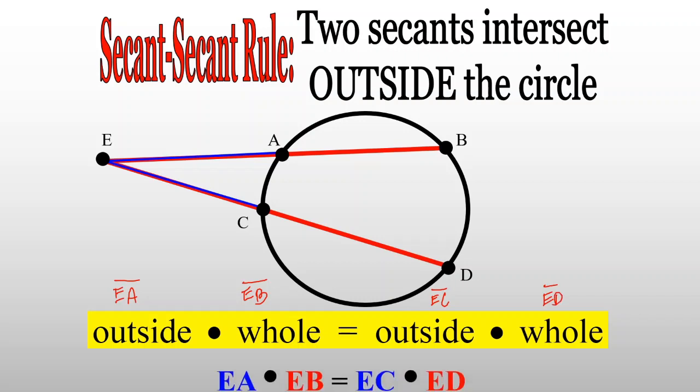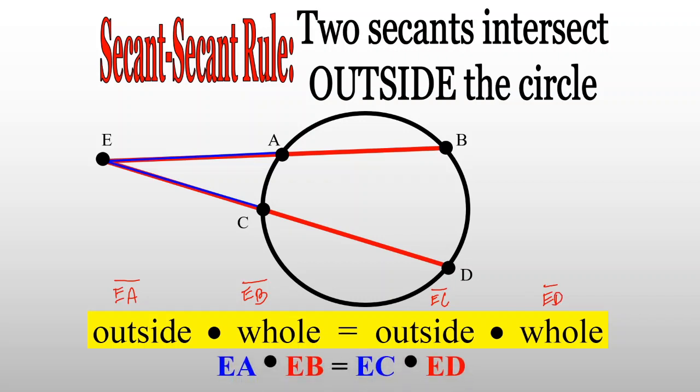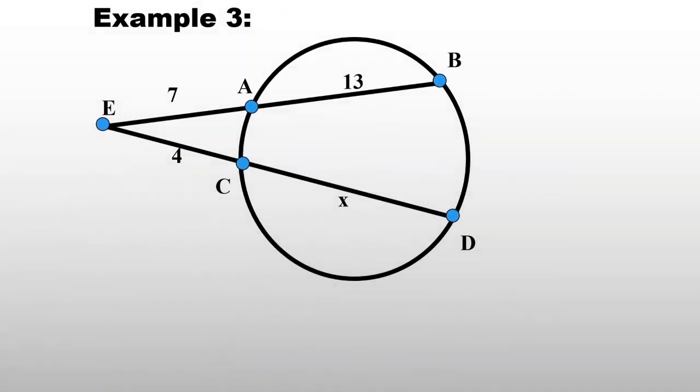So EA times EB is equal to EC times ED. Next example, find the length of this segment CD, which is x. We have outside times whole here, class. Our outside, which is EA, is 7, and our whole is 7 plus 13. This is the outside, EA, and this is our whole.